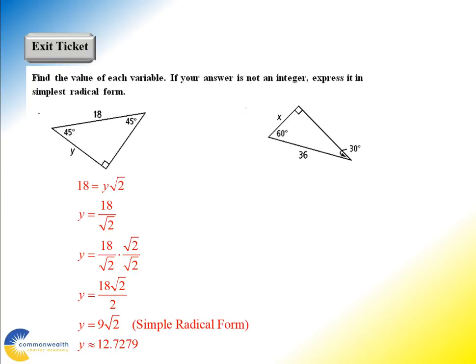this one here, we're given a 30, 60, 90 triangle, and we're given that the hypotenuse is 36. So the hypotenuse is 2 times the smallest side. The smallest side of this triangle should be x, as it's opposite the smallest angle. So I know that 2 times x should be 36, which means x itself should be 18.